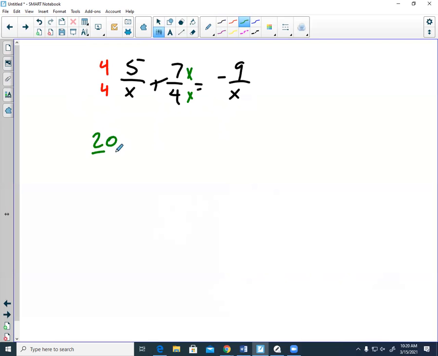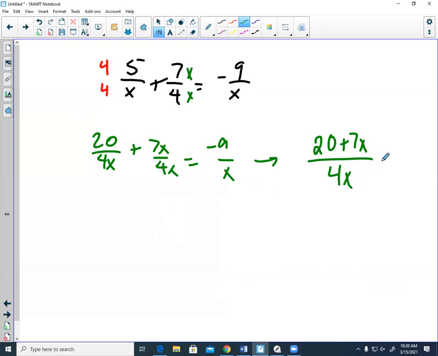This would turn into 20 over 4x plus 7x over 4x, which is equal to negative 9 over x, which would then be the same thing as saying 20 plus 7x over 4x, which is equal to negative 9 over x. And now I'm going to double distribute, or cross multiply.